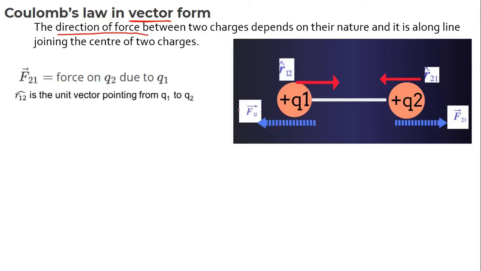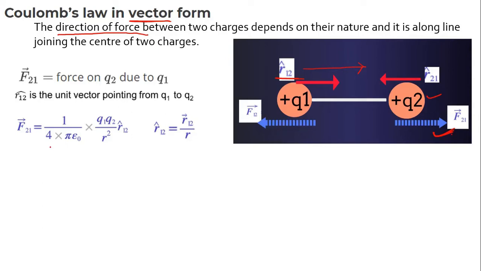What is F21? F21 is the force on the second charge because of the presence of the first charge. The first charge will be repelling Q2, so the direction of F21 will be in this direction. And R12 is the unit vector pointing from Q1 to Q2. If we start moving from Q1 towards Q2, we are moving in the direction of the R12 position vector. That means the direction of F21 and R12 are the same. So the formula for F21 is 1 upon 4 pi epsilon naught Q1 Q2 by R square.